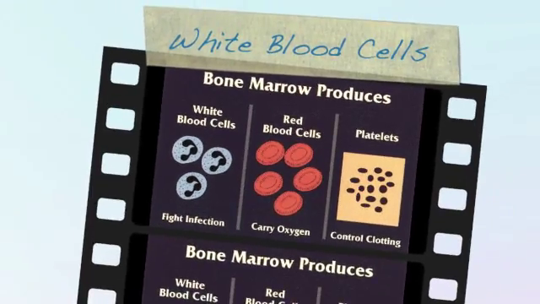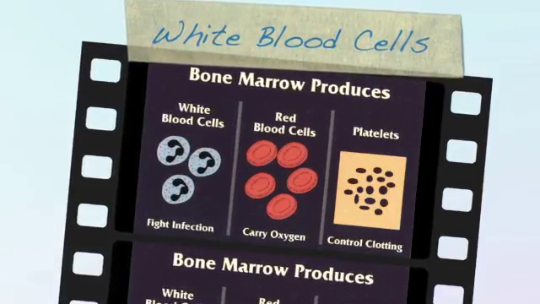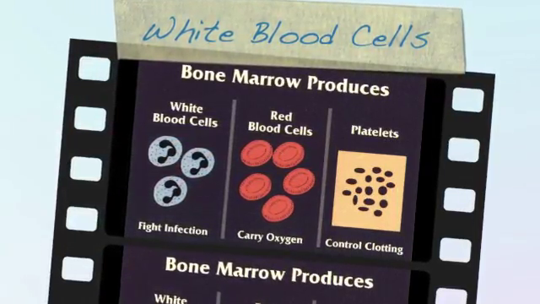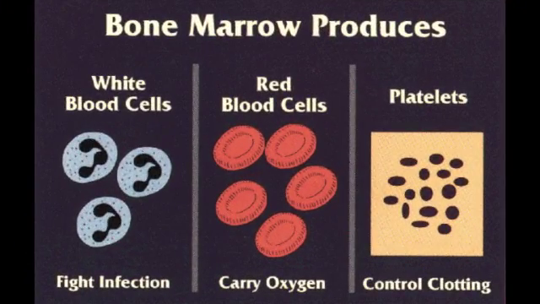Our presentation today will be about white blood cells. And so basically all blood cells are formed in the bone marrow, the soft material in the center of most bones. And as you can see, there are three types of blood cells. White blood cells, which fight off infections, red blood cells, which carry oxygen, and platelets, which control clotting and bleeding.